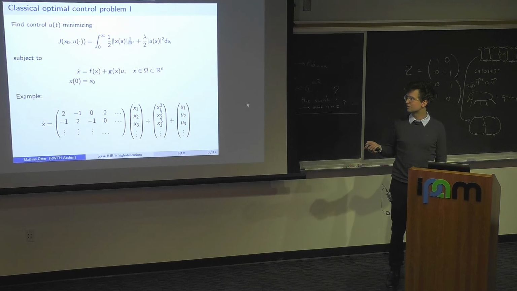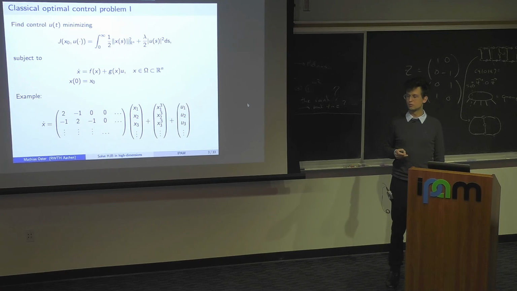The thing is, the more control you allow, the easier the system will be. If you have just a scalar valued function, it might be that you cannot even control it to arrive in 0. Yeah. Any more questions right now?